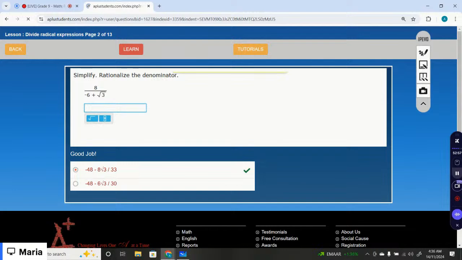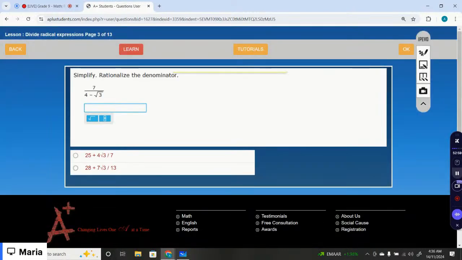Okay, the next one is simplify, rationalize the denominator. So, which is the correct option? Can you please solve the question on your notebook and write the answer over here?